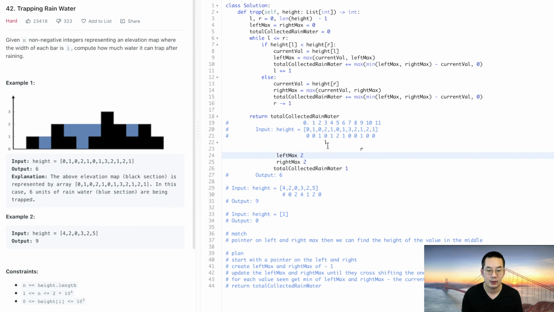We have a 2, so we have to shift a 1 first. 1 is going to be 2 minus 1 again. So then we're going to have a 3. We move this forward, and we have a 0. Of course, we're going to deal with the 0 first.